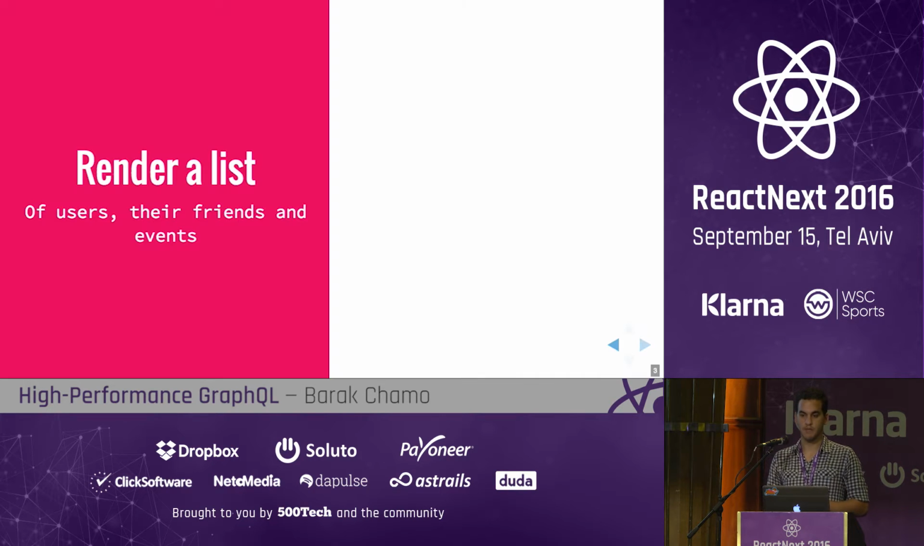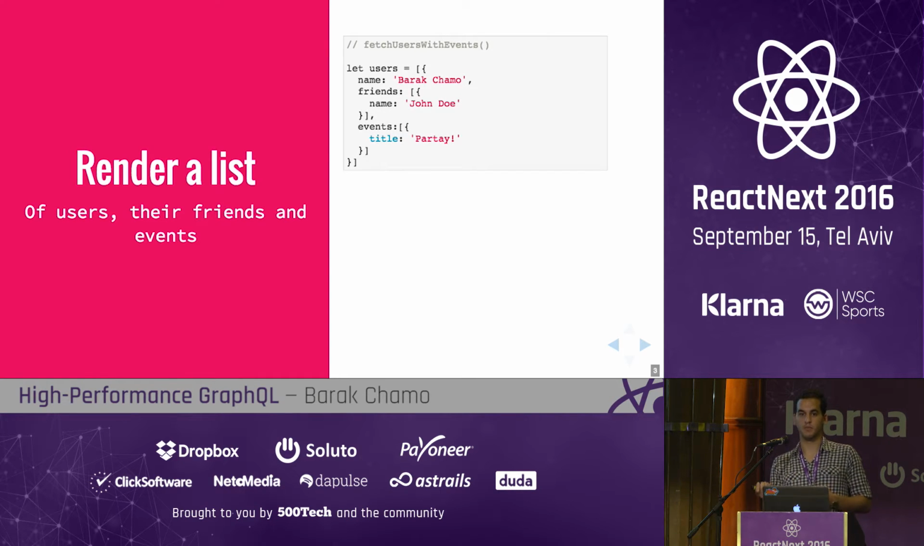let's look at a very simple example of rendering a list. Rendering a list of users and their friends and the events that they're attending. Let's say it's a social feed on Facebook or any other social network. Maybe we have some data. Maybe it's coming from a network request. Maybe it's local. And let's say that we have an array of objects, and I have my name, and I have my friends, and I have the events that I'm attending.